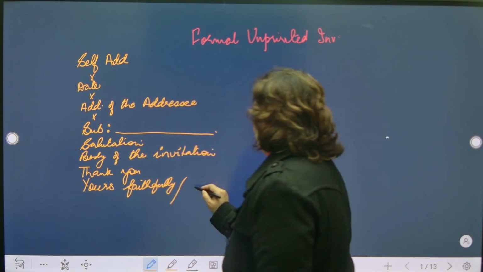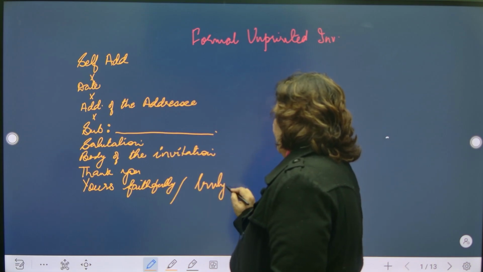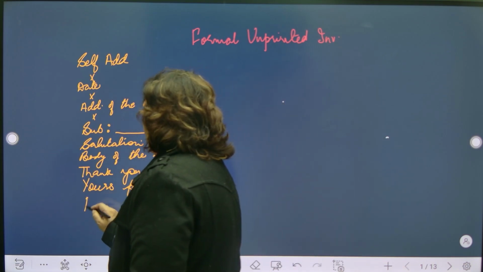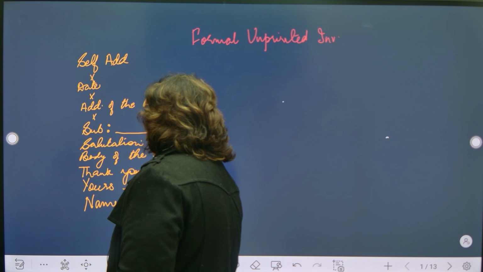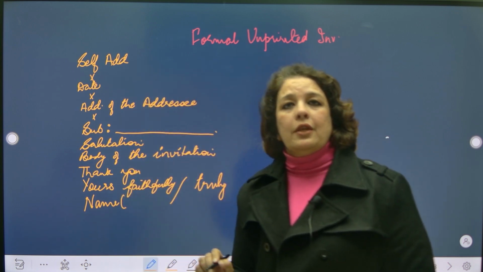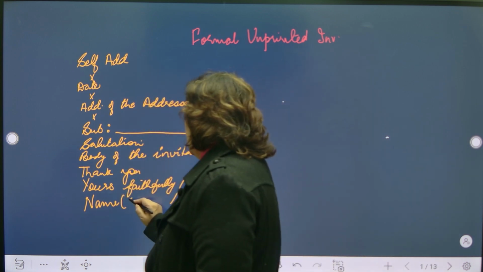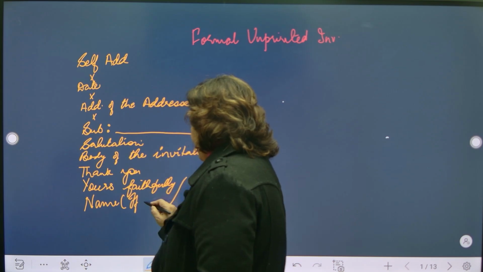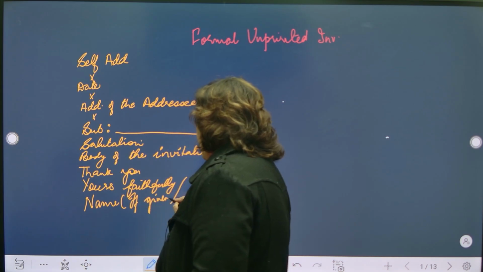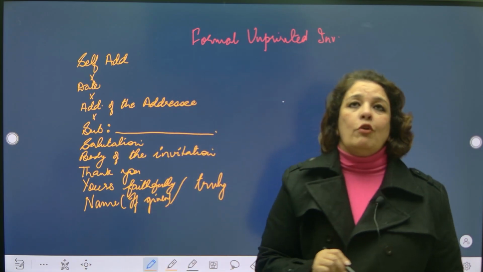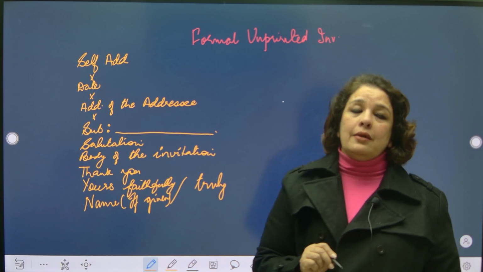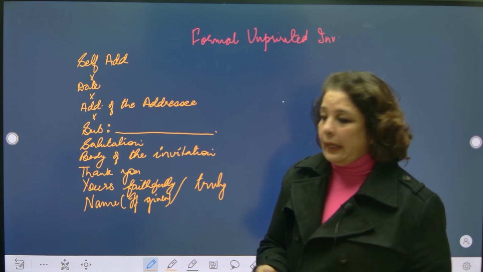Yours faithfully or truly. After that, write the name of the person who is inviting only if it is given in the question. Why? Because the post will always be there. Post is always going to be there, and whenever we are writing official invitations or official letters, the post is more important than the name.